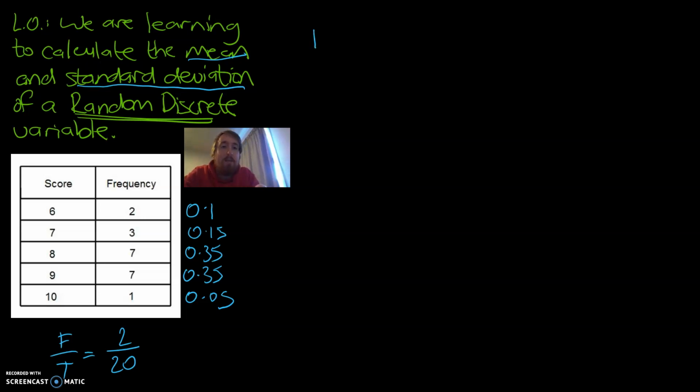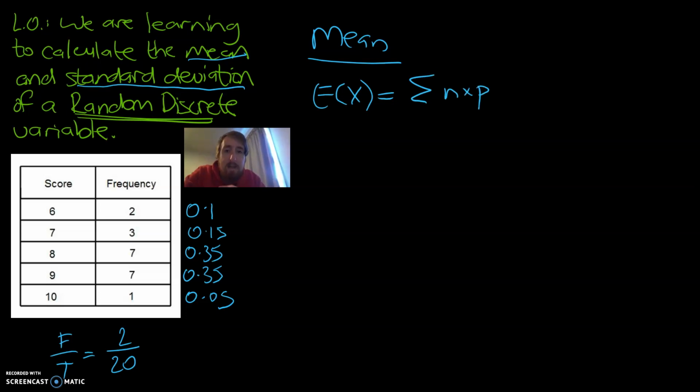What we're learning to do today is calculate the mean of that data, and later on we're going to move on to calculating the standard deviation, which will be a bit more work. The mean of our data is the expected value of that data, and that is the sum of n times p. n relates to the score in this context, or the value of interest, and p relates to the probability of that happening. That sum sign, that little backwards e, means sum of.